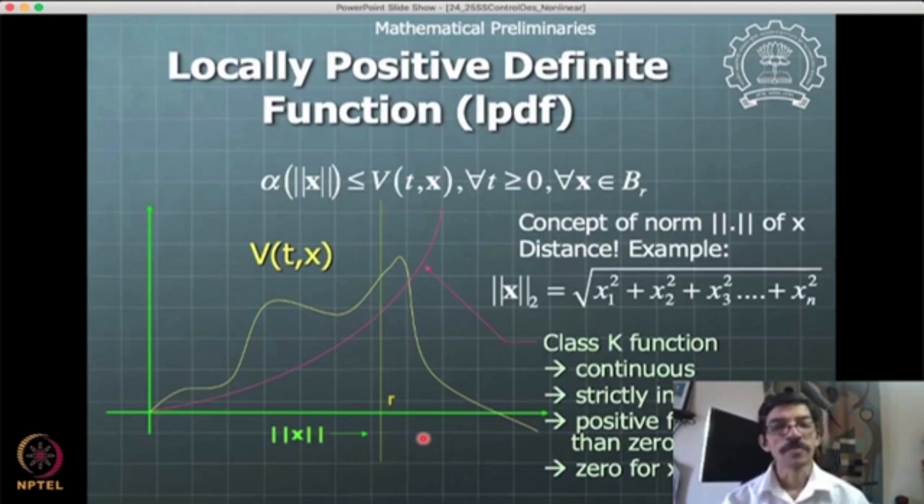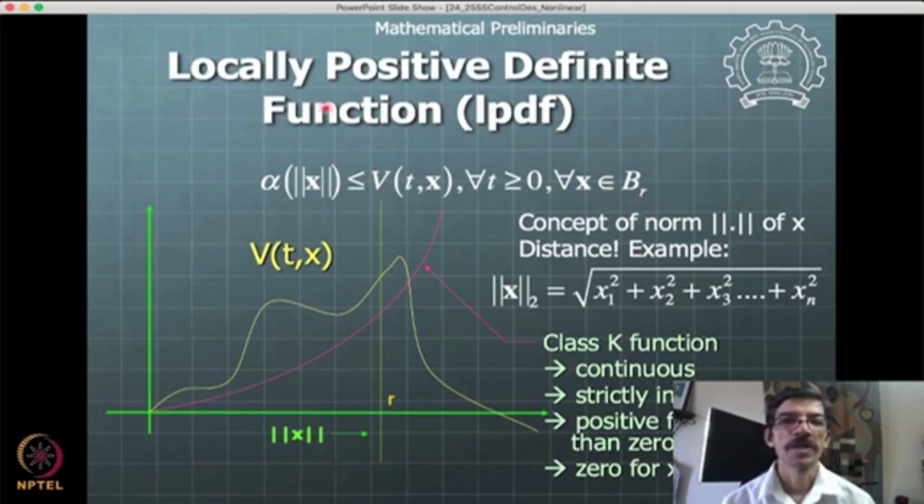This is, again, the most fundamental definition of the Lyapunov function candidates. LPDF function. For a function to be LPDF, you have to have these conditions. So that means this function V of t comma x cannot touch the x-axis here. It cannot come to 0 again. It is 0 only at x equal to 0, and for any other value it cannot come to 0 again within the ball of radius r. Okay, so this is important.